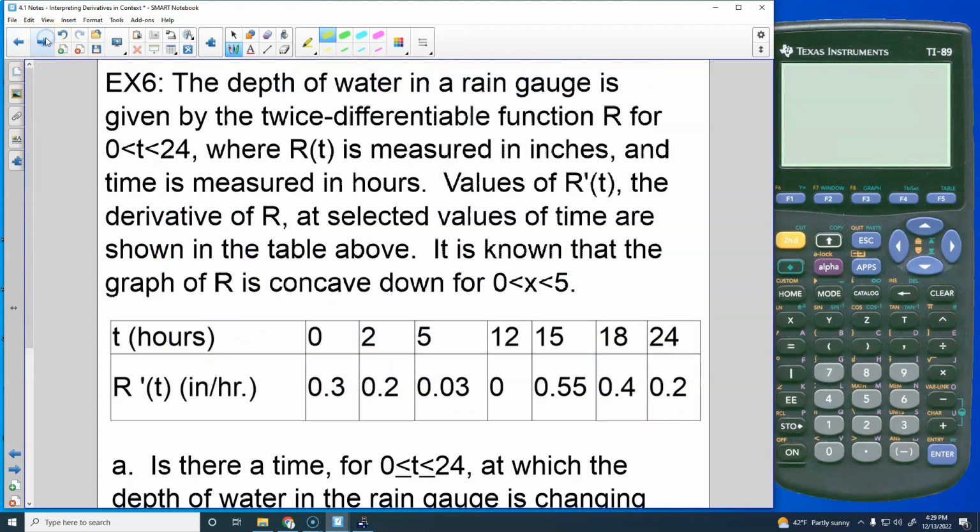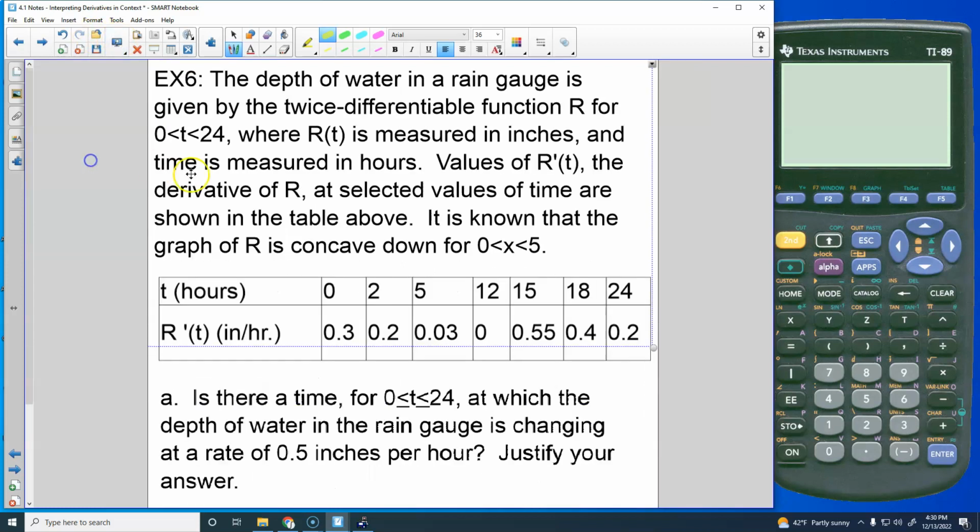All right, let's look at another one. This is going to be a free response question that we'll be looking at here. I'm actually just going to change the font size. Okay.